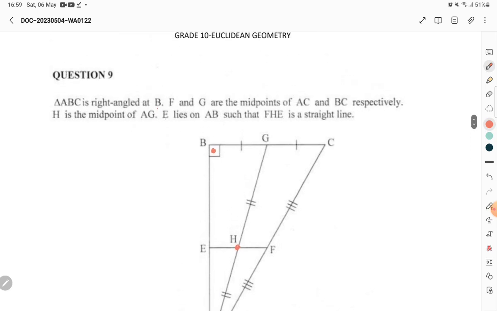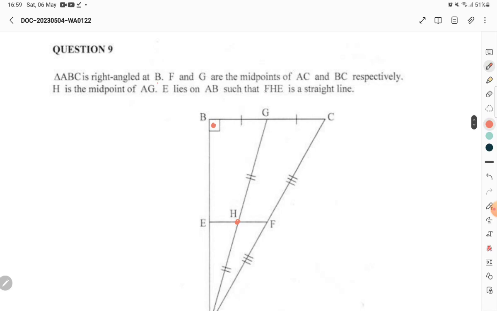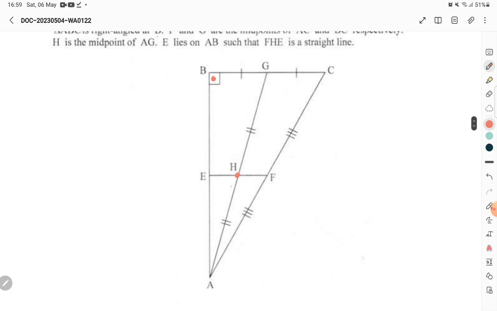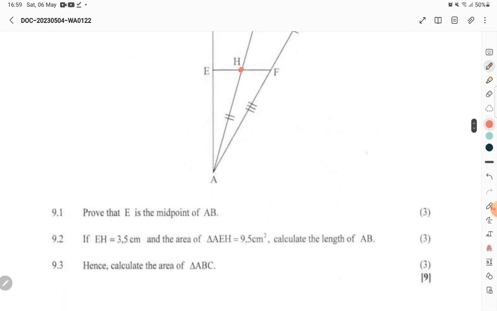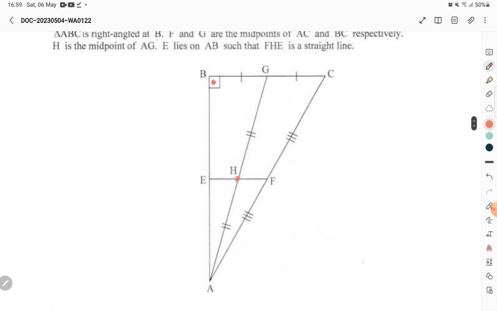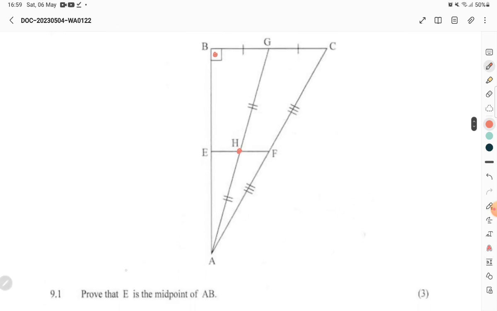E lies on AB such that FHE is a straight line. FHE is a straight line over there. Now prove that E is the midpoint of AB. So this E, meaning that these lines are supposed to be equal to each other. We are to prove that.